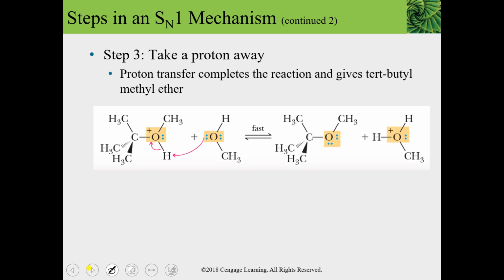Now, once we have that methanol attached, another methanol is going to come in and remove that hydrogen. So in the end, what we get is a tert-butyl methyl ether. So here's our tert-butyl, remember our chicken foot. With this, okay? And then, of course, we get this product as well.